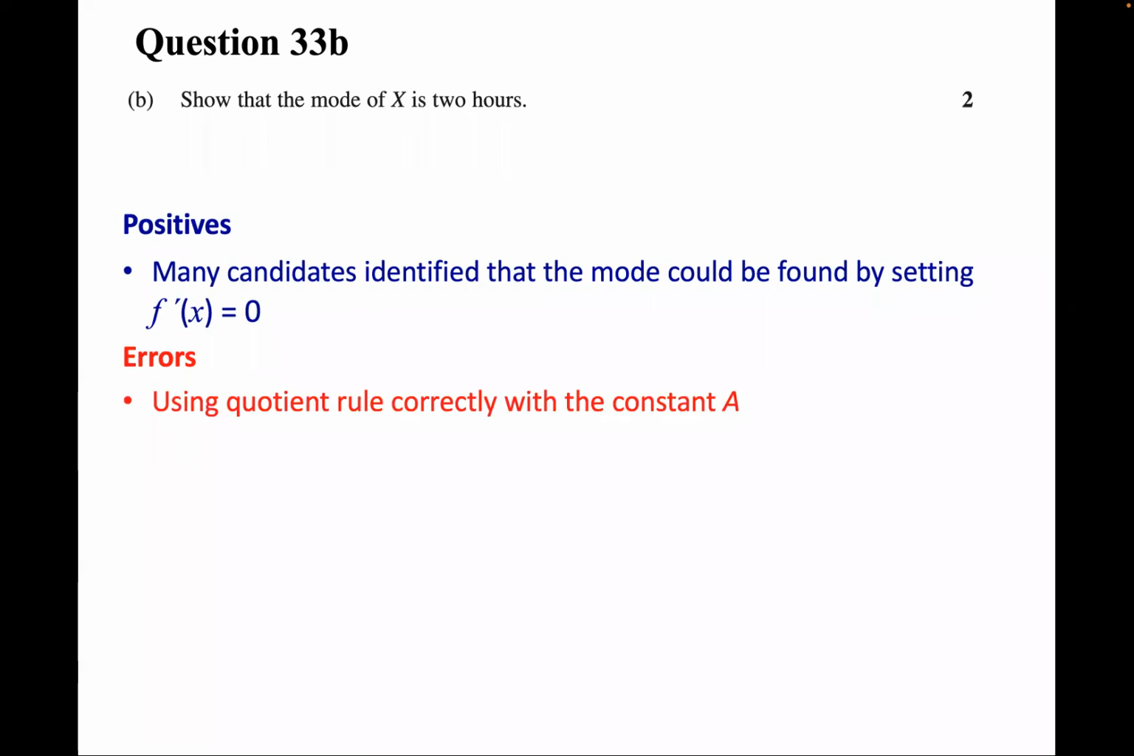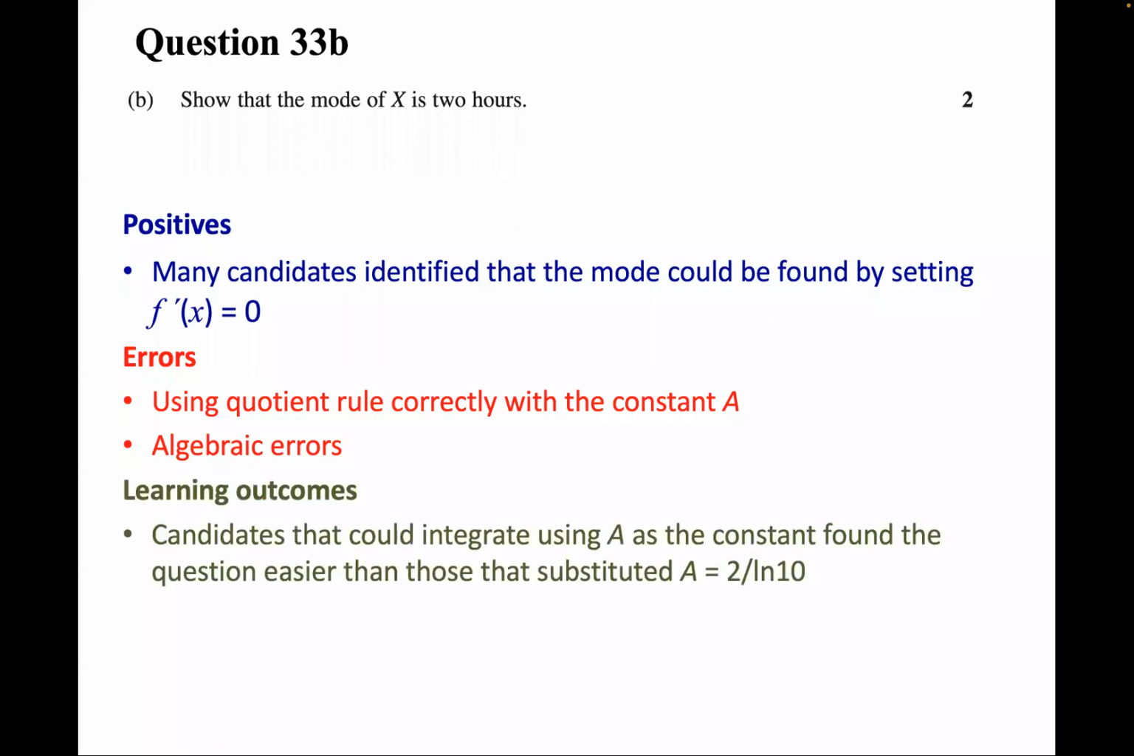And that was a good start, because a lot of candidates recognised that a derivative was involved for this part. Common errors included using the quotient rule incorrectly with the constant a. I apologise for that dot point. Algebraic errors were often made going through the process because, being a quotient rule question, it got a little bit messy.